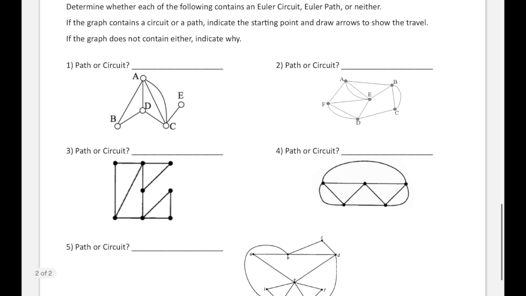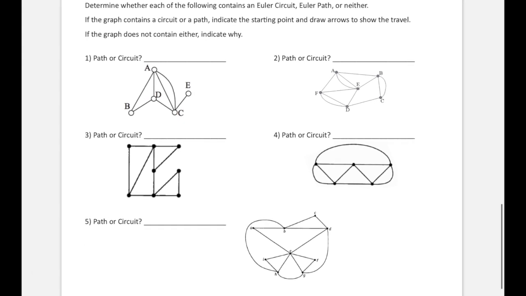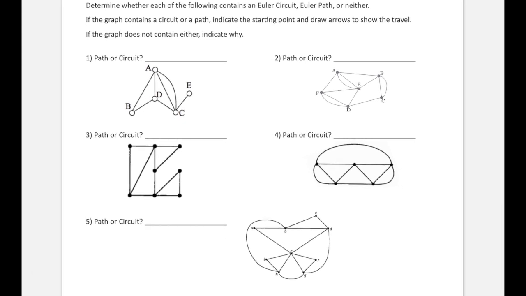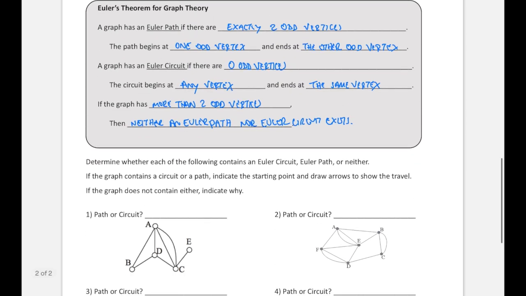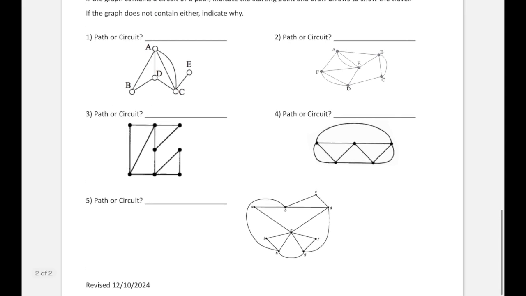From here, take a look at the following 5. Notice the degree of each of the vertices of each graph, and use that idea from Euler's theorem to determine, do we have a path, do we have a circuit, or is there neither?